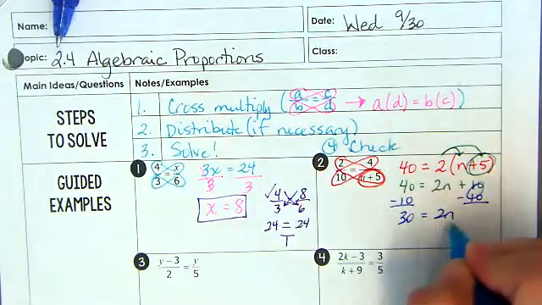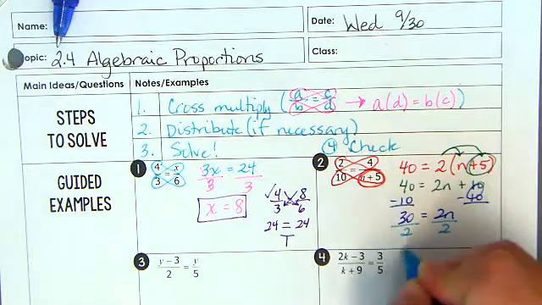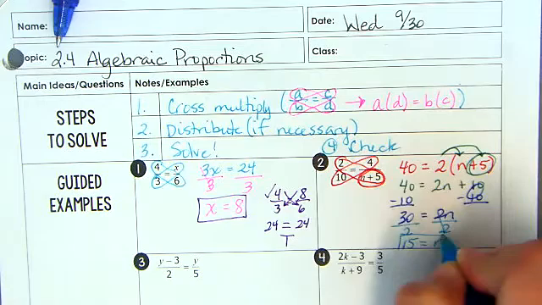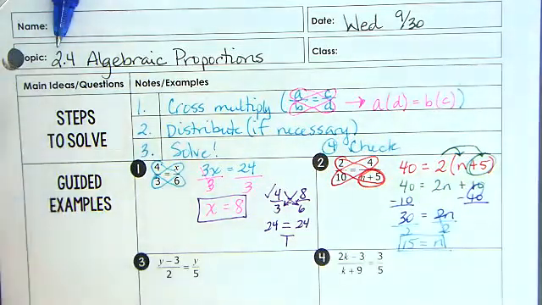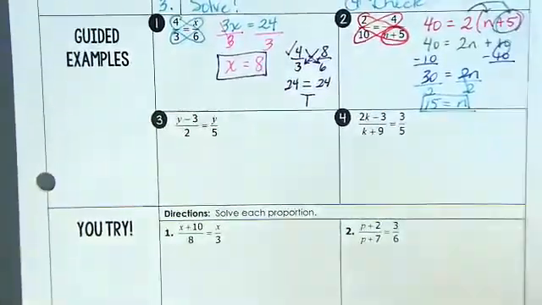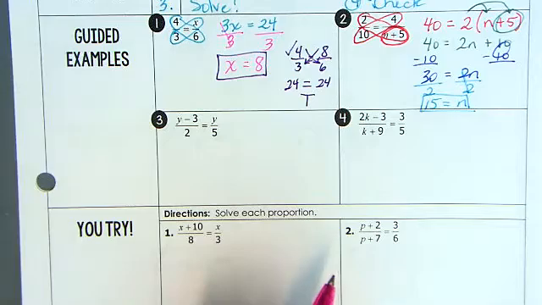Now I'm continuing to solve for n. It's 2 times n, so I divide by 2. And I get that 15 equals n. Next example. Now we're throwing in variables on both sides here.